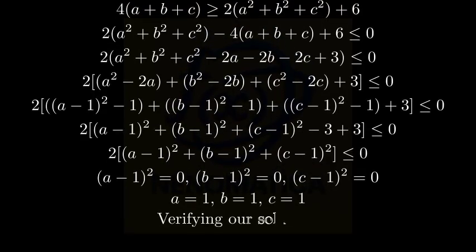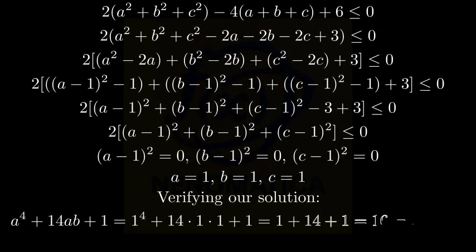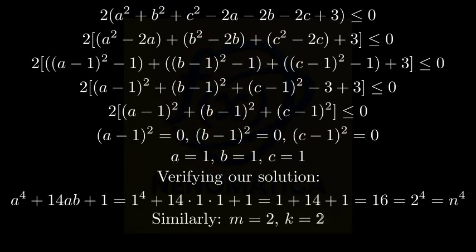Now, let's verify our solution by plugging these values back into our original system. For the first equation, a^4 + 14b + 1. That's 1^4 + 14 times 1 + 1, which equals 1 + 14 + 1, which is 16. This should equal n^4. So n^4 = 16, which means n = 2. Similarly, for the other equations, we get m = 2 and k = 2.